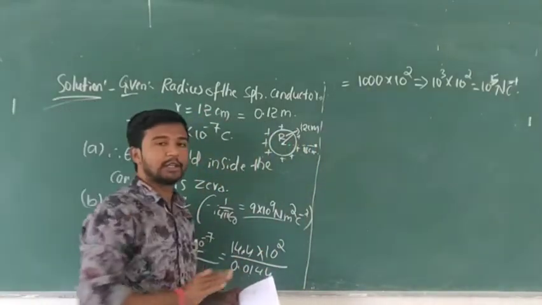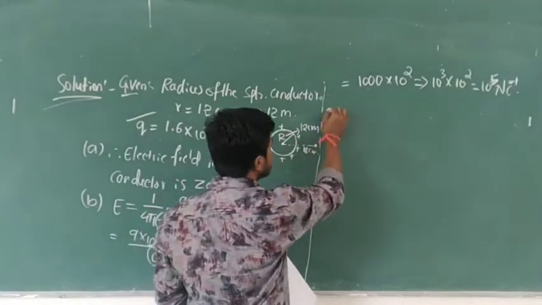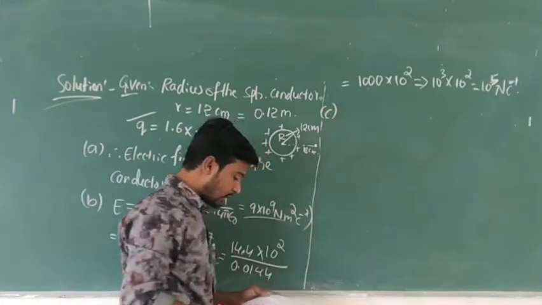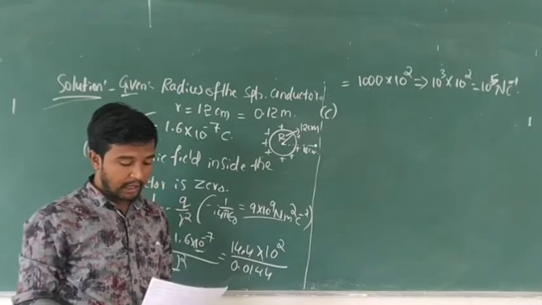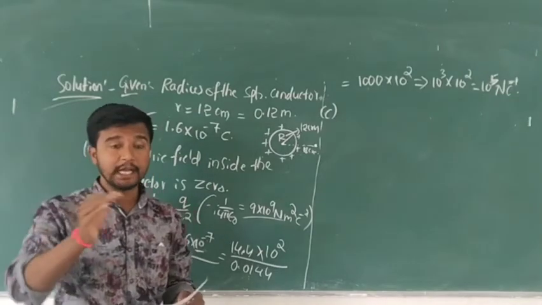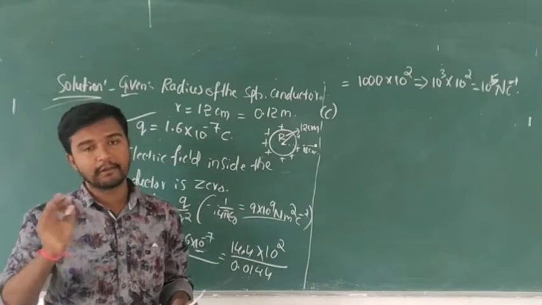So now solve the next question. So now C. So the C question is what? Electric field at a point. What is the electric field at a point 18 centimeter from the center of the sphere?